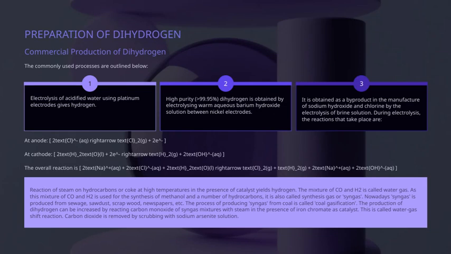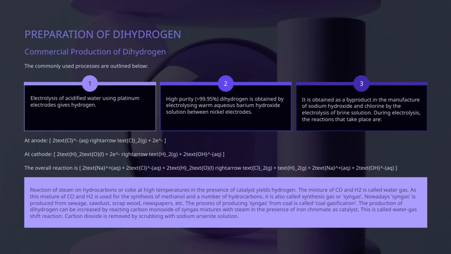Let's talk about how dihydrogen, or hydrogen gas, is obtained. It is primarily produced as a byproduct during the manufacture of sodium hydroxide and chlorine through the electrolysis of brine solution. During this electrolysis process, specific reactions occur at the electrodes that lead to the formation of hydrogen gas.